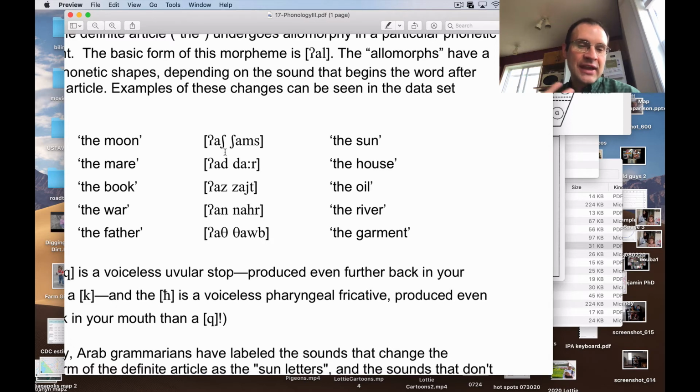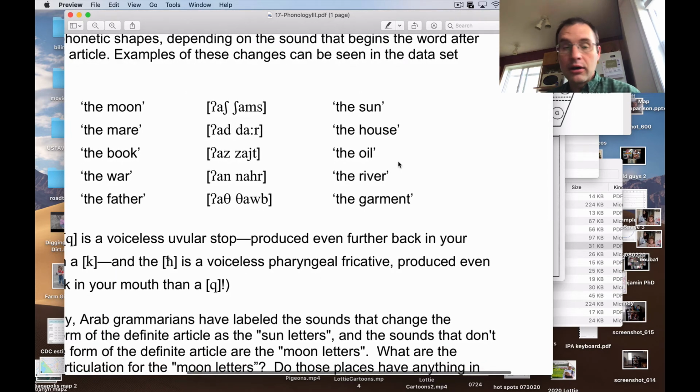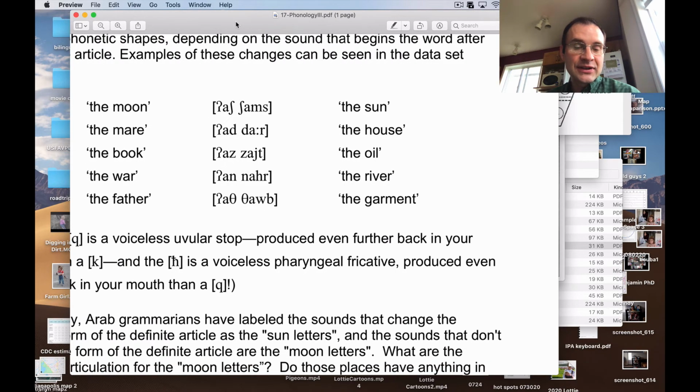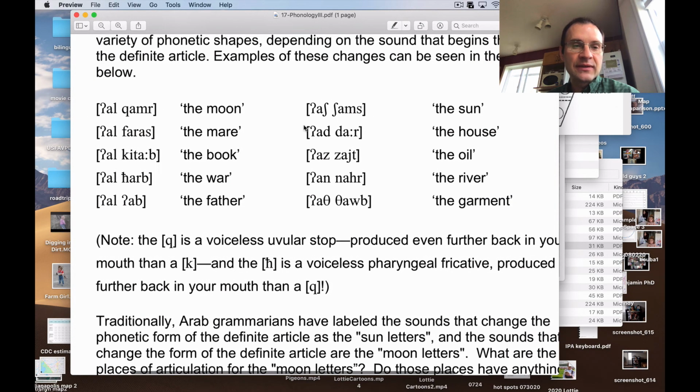The L doesn't just stay as an L. If it's before an esh, it becomes an esh. If it's before a D, it becomes a D, and so on and so forth. So that by itself is a pattern known as assimilation. I'll have more to say about that in a second. But what sorts of sounds are inducing that change?